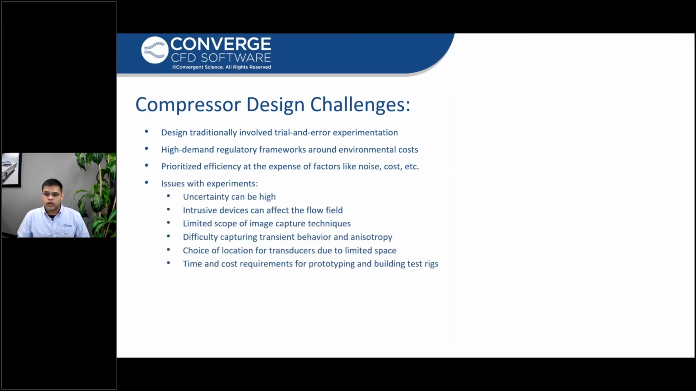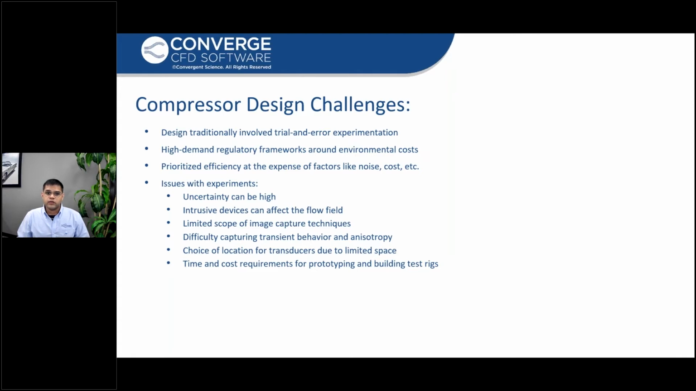And on top of that, there are certain issues with experimentation as well. The uncertainty in experimentation can be very high. Certain intrusive devices that are used to measure the flow quantities can affect the flow field itself. There is a limited scope of image capturing techniques due to the complexities of geometries in compressors. There's also a difficulty in capturing the transient behavior and anisotropy of flow in compressors.